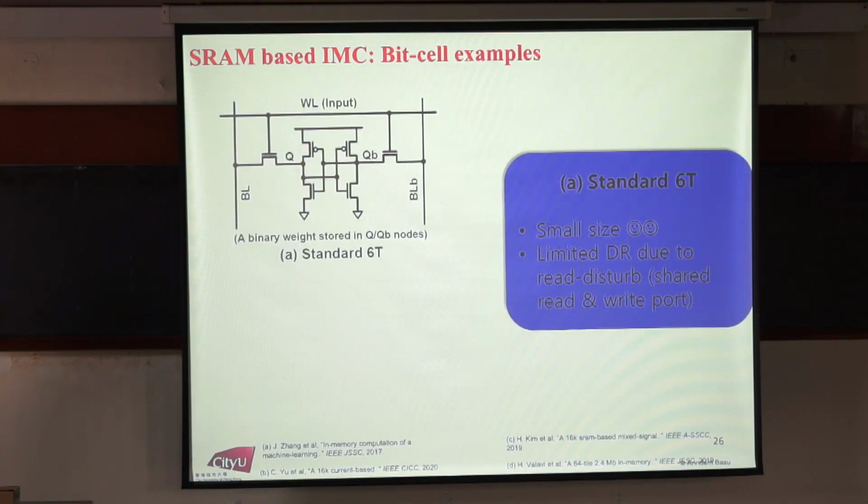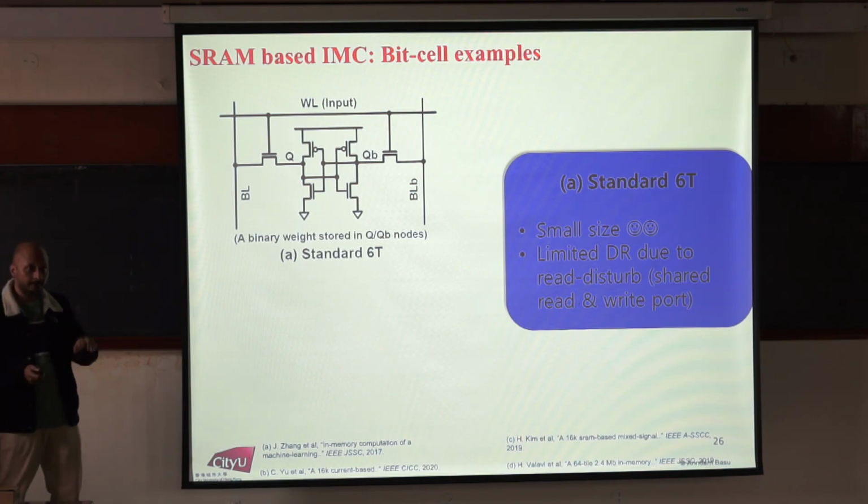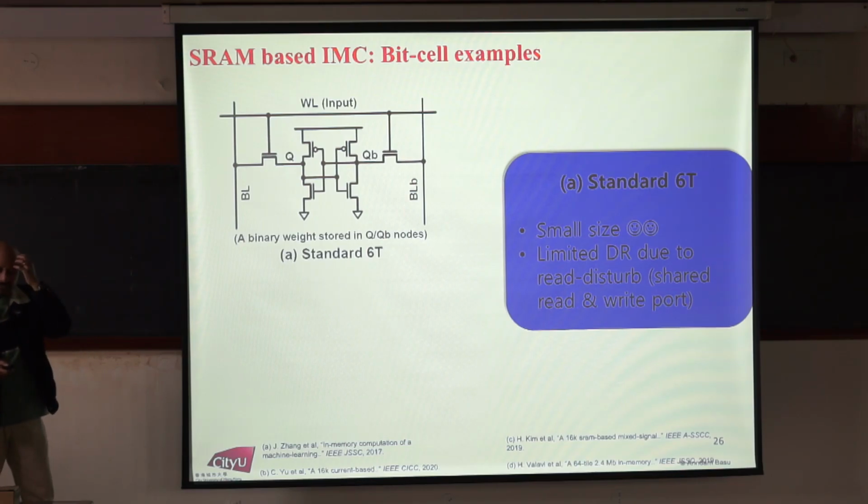Okay, so then of course we can compare pros and cons. Basically the standard 6T cell that I talked about: the small size, this is a good thing, right? It's a tiny cell, but has limited dynamic range due to this read disturb issue. But there's an even bigger problem. Actually, I talked about limited dynamic range due to the early effect issue, but a bigger problem is this read disturb issue. I'll just explain quickly what that is.